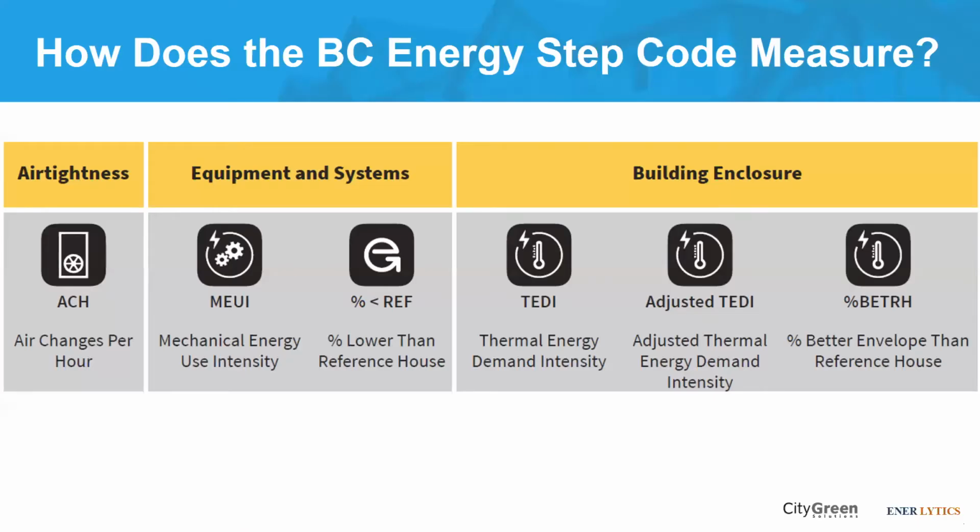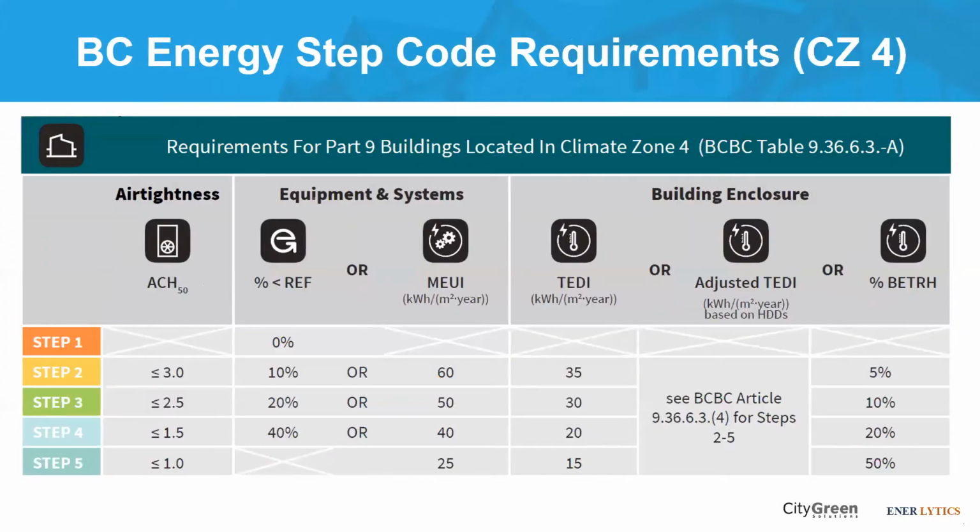So how does the BC Energy Step Code measure? It measures air tightness in terms of air changes per hour. It measures equipment and systems in terms of mechanical energy use intensity and percentage lower than reference house. It measures building enclosures by thermal energy demand intensity, adjusted thermal energy demand intensity, or percentage better envelope than reference house. And with each one of these targets, there are different metric requirements for each step.